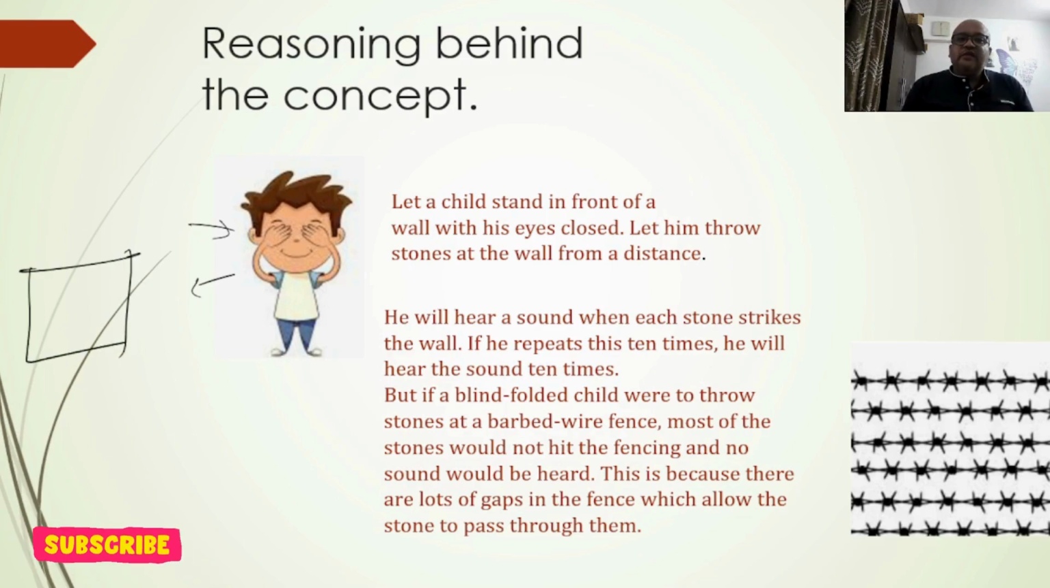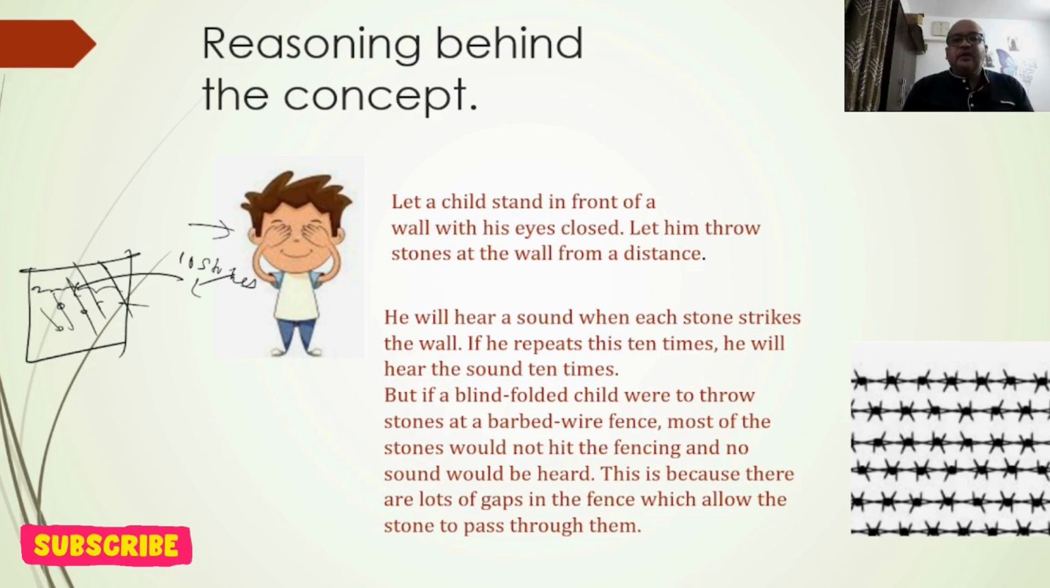So what will he hear? He will hear a sound when the stone strikes the wall. The stone is striking the wall and he is hearing a sound. But what if a blindfolded child were to throw stones at barbed wire? Before that, if he threw 10 stones at the wall, then he will hear 10 sounds, right?